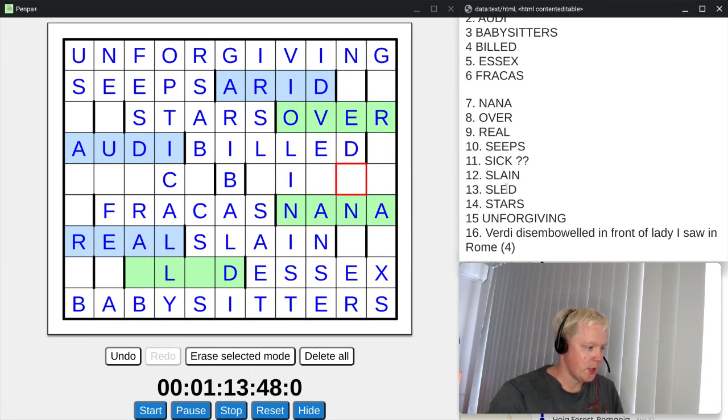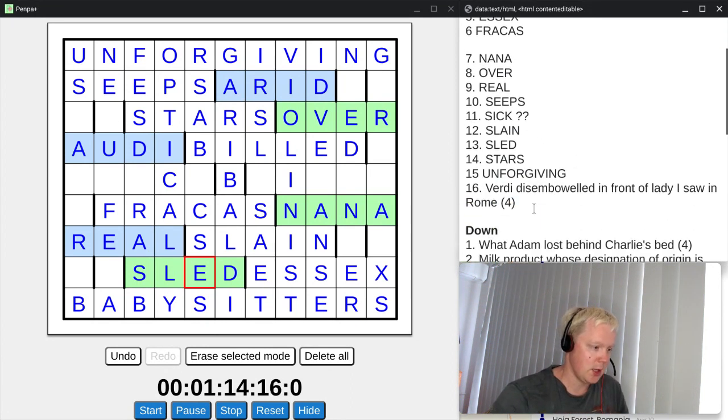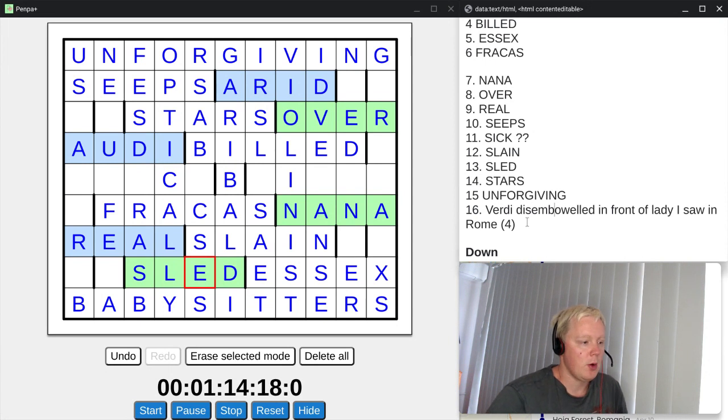And now we can look at where sled goes. Now this looks very promising, both of these crossing letters. Can it go anywhere else? Can't go here, can't go here with this I and this C. So sled must be here. And now we have one more clue, and that's all of the acrosses. So let's see. Verdi disemboweled in front of lady I saw in Rome.